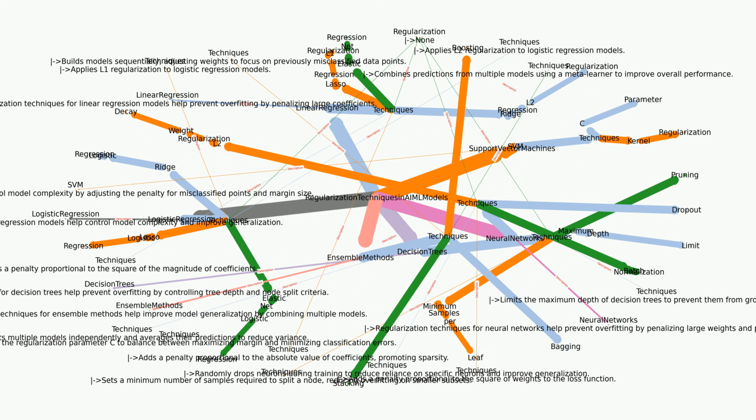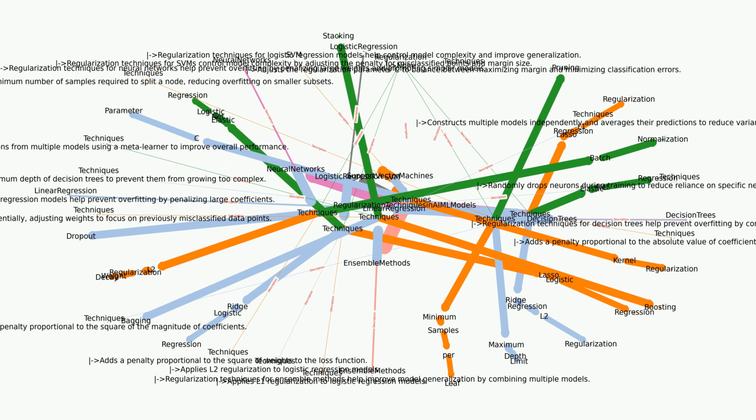Minimum samples per leaf. Description: Sets a minimum number of samples required to split a node, reducing overfitting on smaller subsets. Pruning. Description: Post-pruning techniques remove nodes that provide little predictive value to improve tree generalization.